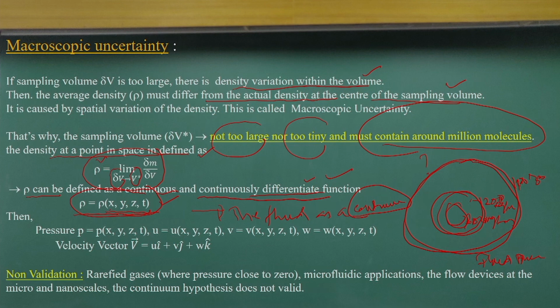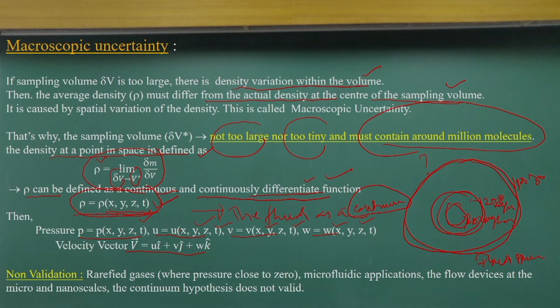In a similar way, as the density has a continuous function, we can define the pressure as also a continuous function of space and time. The velocity components, like the vector components u, v, w, can be functions of space and time. So all these fluid flow characteristics we can define as functions of space and time, x, y, z and t, provided we consider the fluid as a continuum.